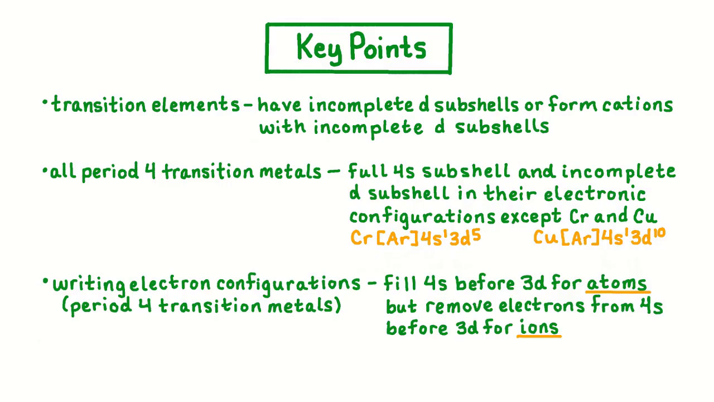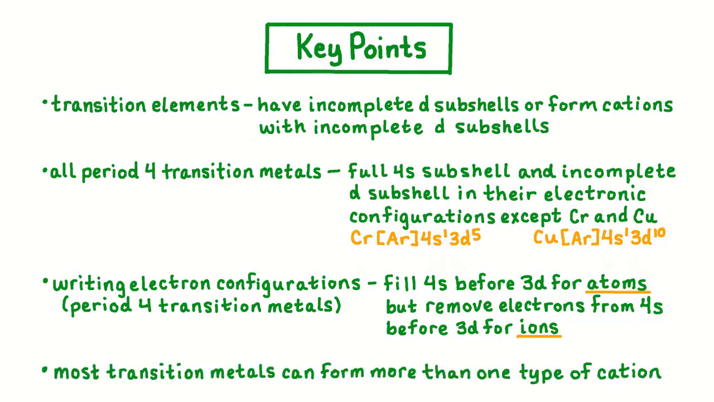When writing electron configurations for atoms of period 4 transition metals, electrons fill the 4s subshell before the 3d subshell. However, when writing the electron configuration for period 4 transition metal ions, electrons are removed from the 4s subshell before the 3d subshell. Because most transition metals have multiple oxidation states, they can therefore form more than one type of cation.